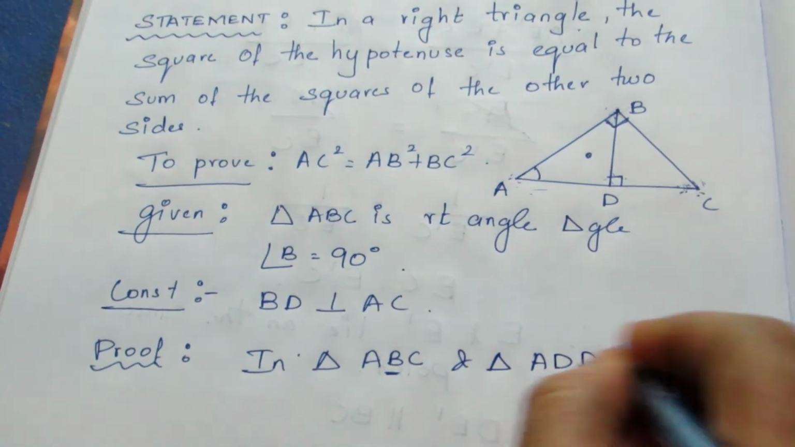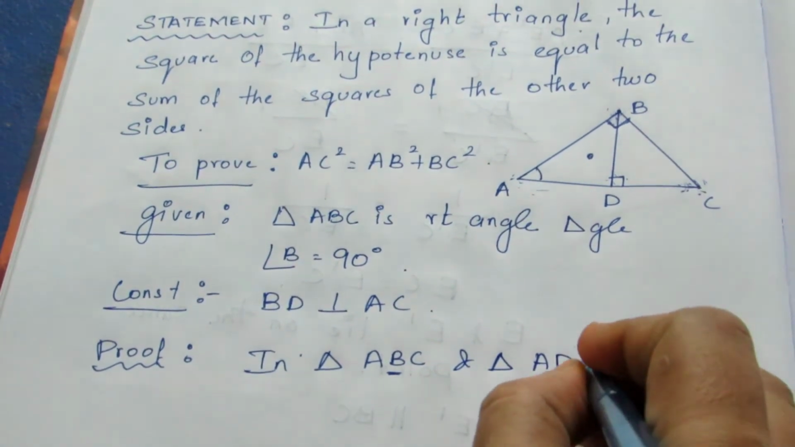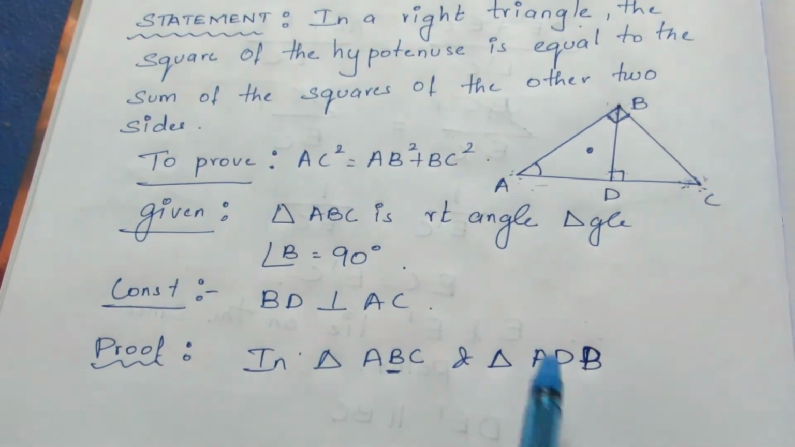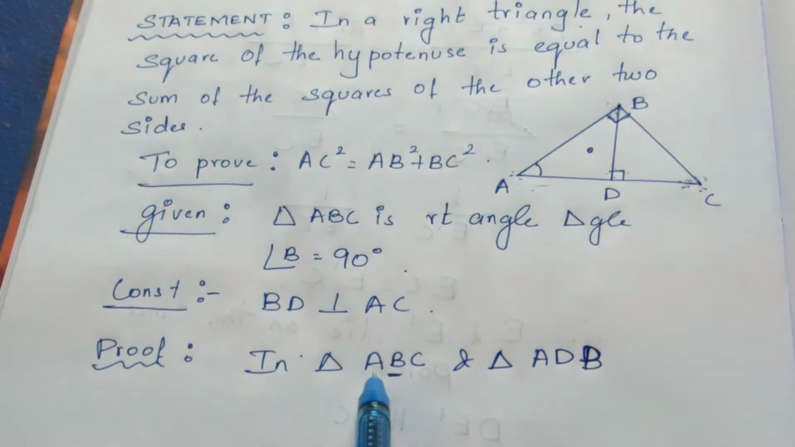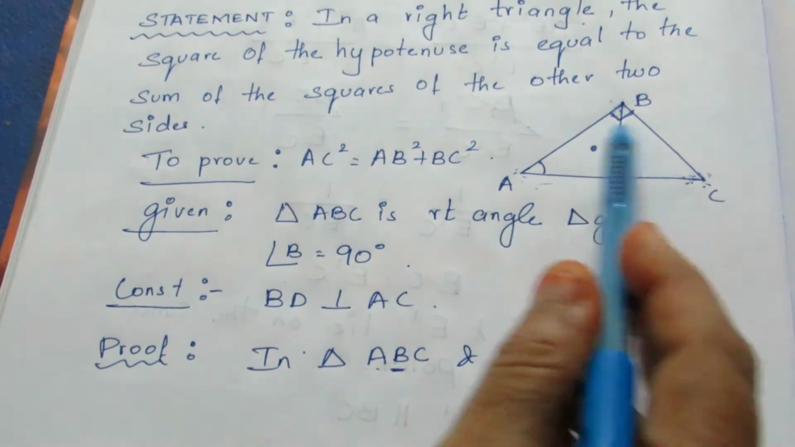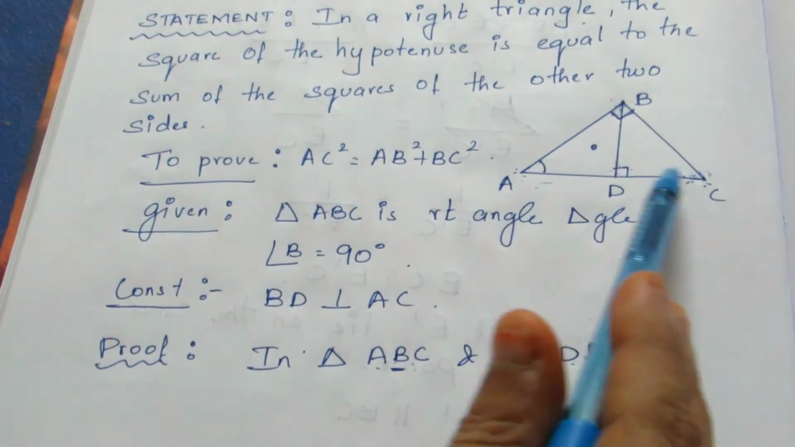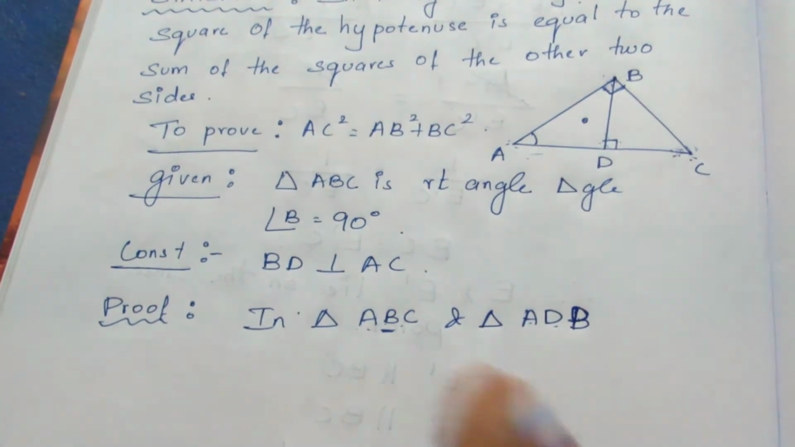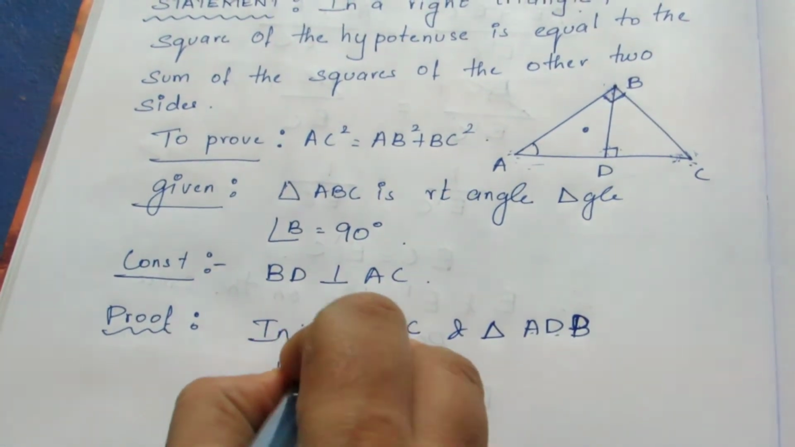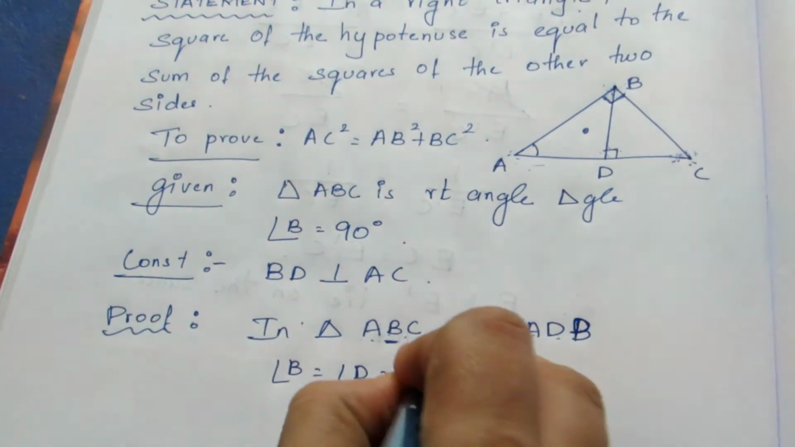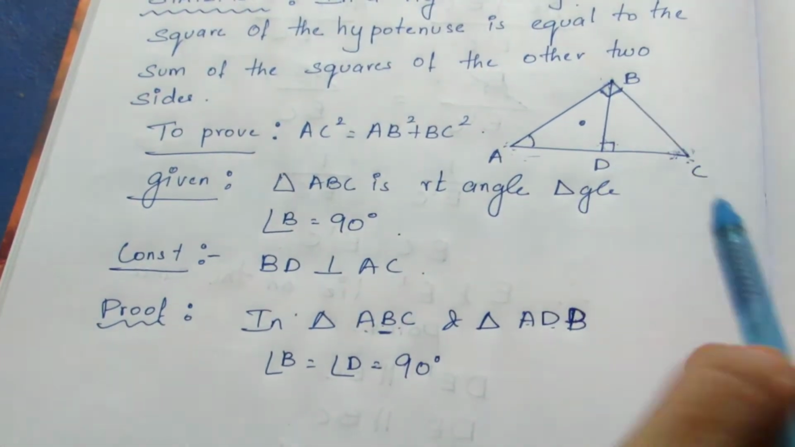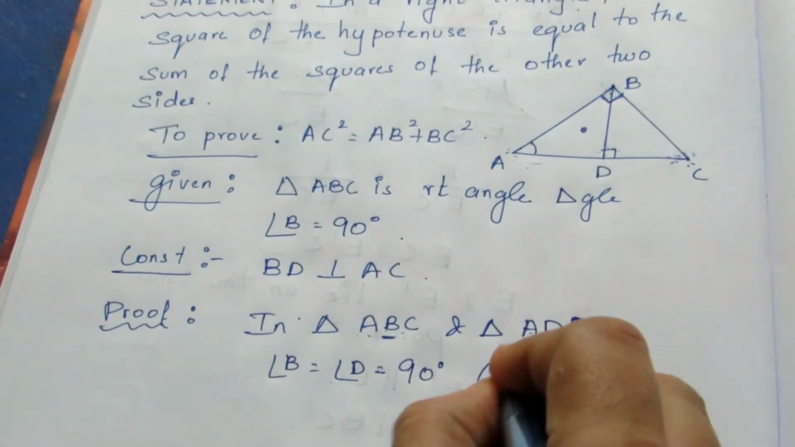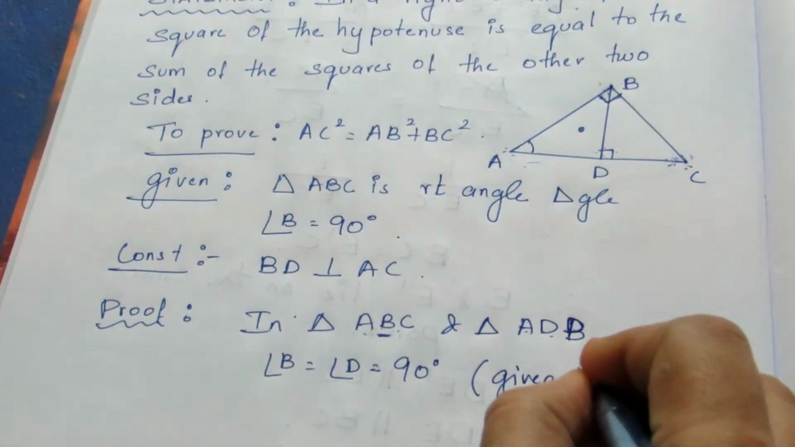Now it's D. While marking, your letters should be the same as the angles are equal. If A is equal to A, then angle B should be equal to angle D, then C should be equal to angle B. Now let me check. Angle B is equal to angle D. We know that this is equal to 90 degree because in the bigger triangle angle B is 90 degree, and here according to our construction it is 90 degree. So this is according to the given and construction.